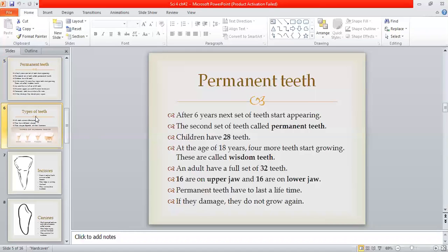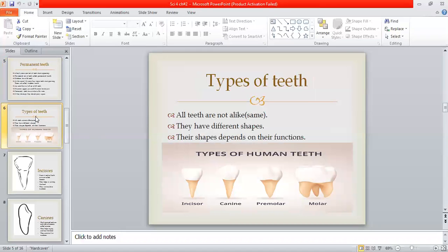Next is the types of teeth. All teeth are not alike. Alike means the same. You have seen your teeth in a mirror; you cannot see that the shapes of all your teeth are the same. There are different shapes of teeth present in your mouth. So all teeth are not the same. As they are not the same, definitely their function is not the same. So their shapes depend upon their function.